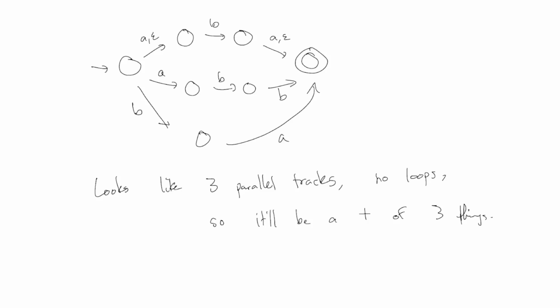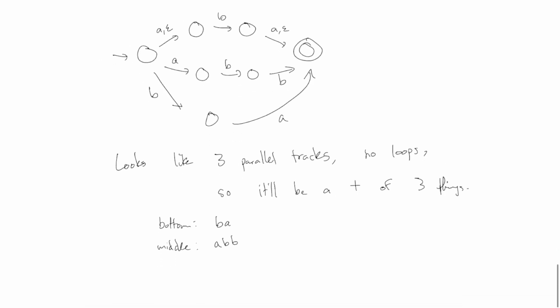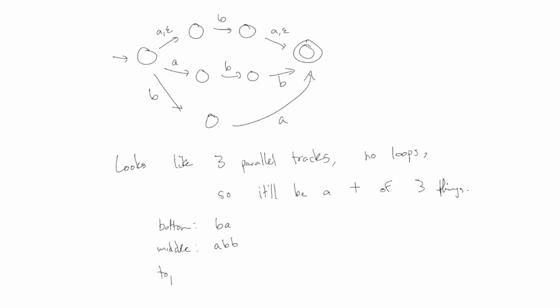All right. So can we do it? The bottom track would just be BA, right? The middle is ABB. And the top, can anyone express the top? So the top is, I suppose, very slightly more complicated. How would I write the top? Because of those epsilons in there, it's slightly weird, I guess. Yeah? It would be A star plus B plus A star.